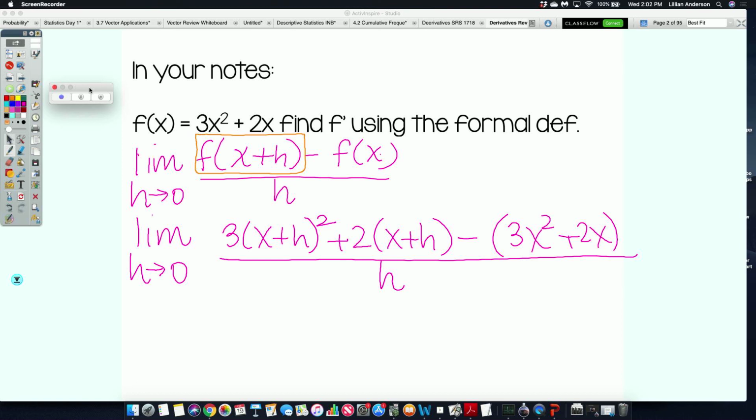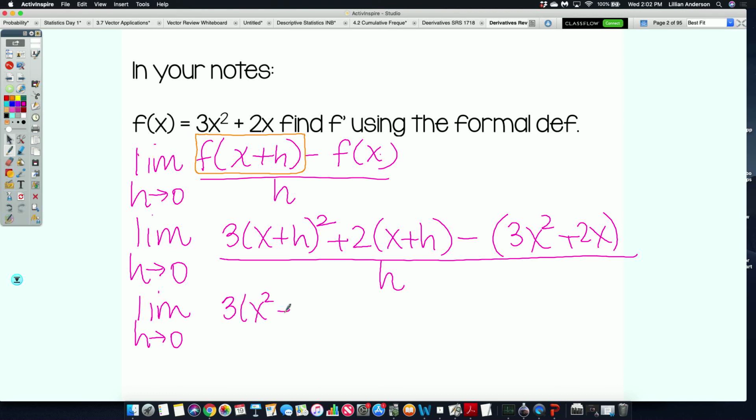What do I have to do with this squared here? PTSD. Yeah, FOIL it. I need to FOIL. So as the limit as h approaches 0, this becomes 3 times x squared plus 2xh plus h squared. Dang it. What do I do to the 2? You FOIL it with x plus h. So that'd be 2x plus 2h. And then with the negative, I need to distribute.